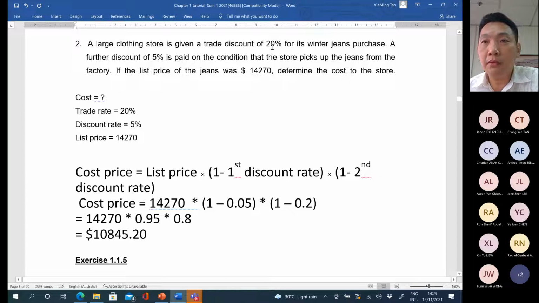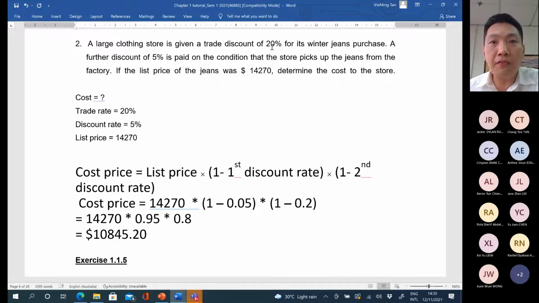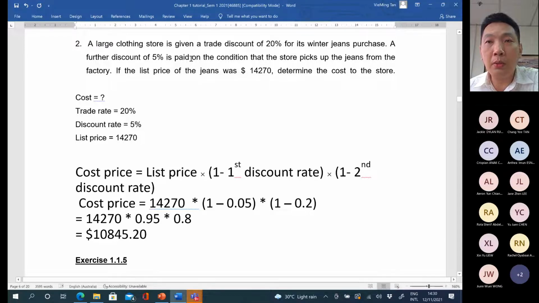30% trade discount for this winter jeans purchase. Besides that, a further discount of 5% is paid on the condition that the store picks up the jeans from the factory. So that means there will be two discounts, and we call this chain discounts: 20% followed by a 5% discount. If the buyer picks up the jeans from the factory directly, they can get a 5% discount again. So this is considered a chain discount, involving two discounts from a sale.